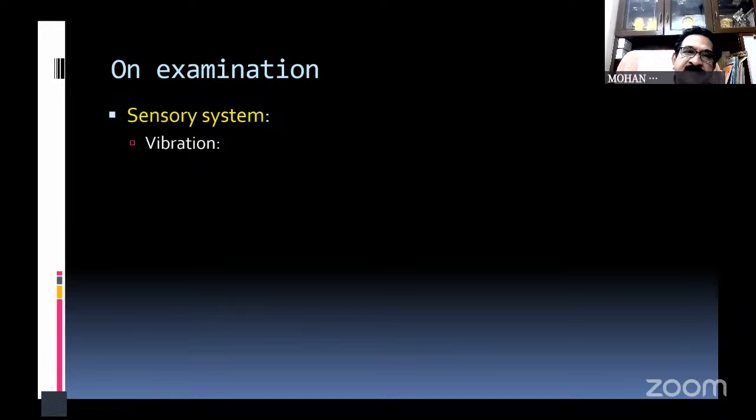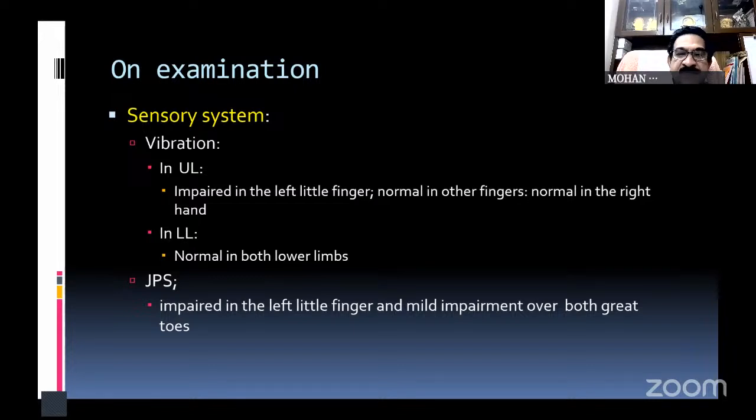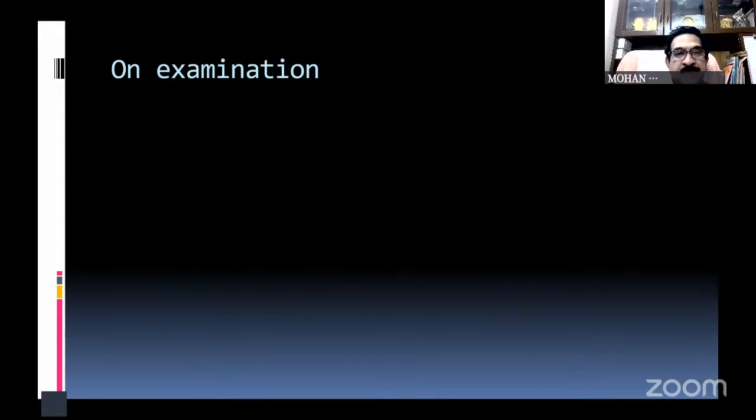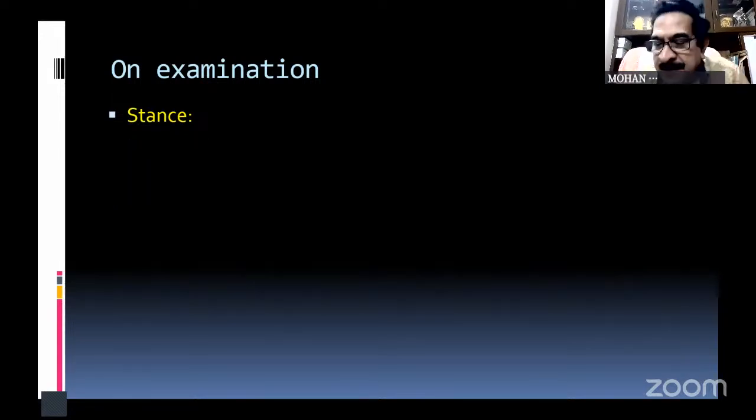Then vibration in the left upper limb impaired in the left little finger, normal in other fingers and normal in the right hand. The lower limb normal in both lower limbs as far as vibration is concerned. JPS is impaired in the left little finger and mild impairment in both great toes. Stands normal, Romberg mildly positive, gait normal, tandem walking normal. So these are the findings.